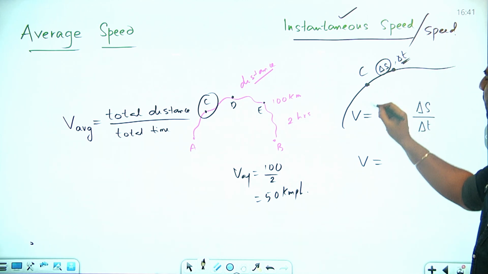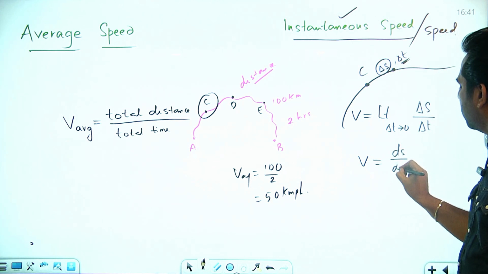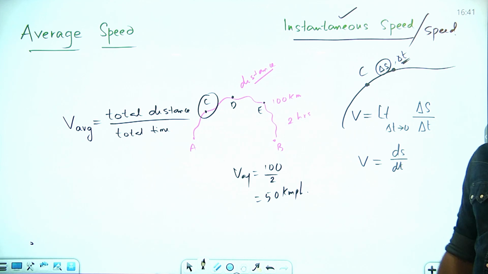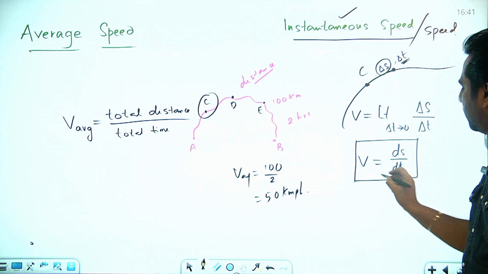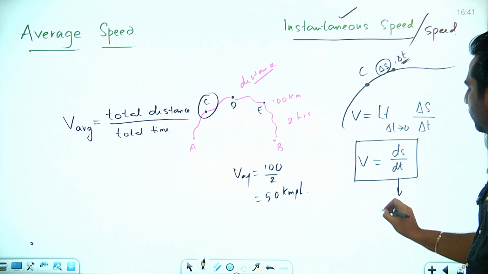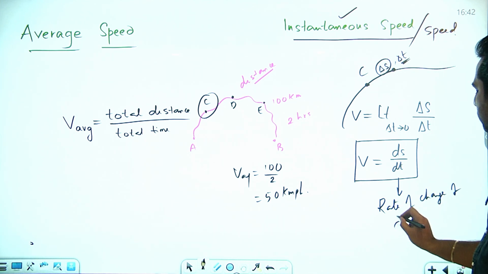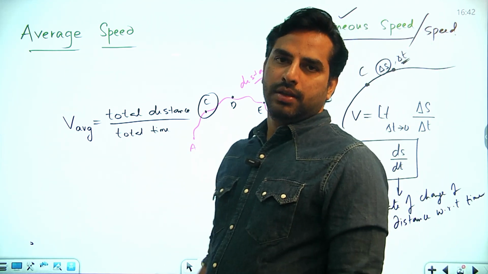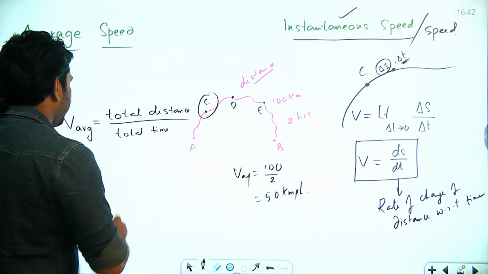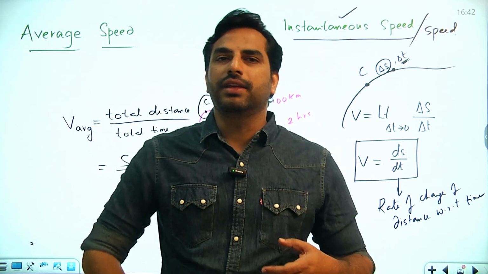This is the whole concept of differentiation in mathematics, which is ds by dt: a small change in distance for a small change in time dt. This is ds by dt. So basically, the instantaneous speed is the rate of change of distance with respect to time. So instantaneous speed is ds by dt, and average speed is simply total distance by total time. So this is how you find the average of anything.